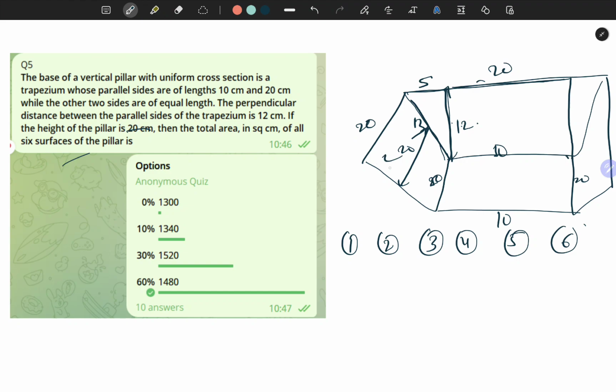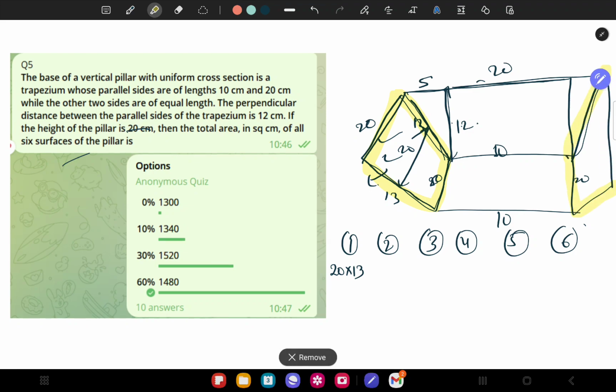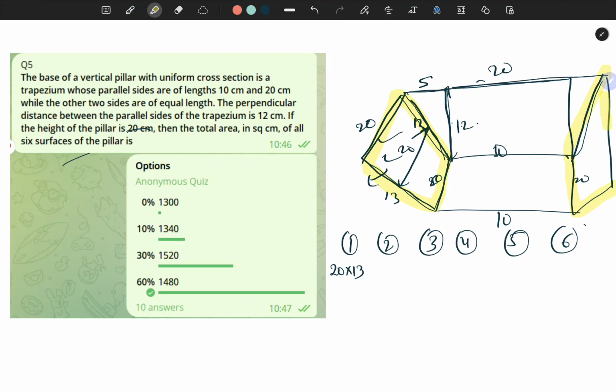First this face. What is this figure? This is 20, this is again 13, this is again 20, this is 13. So this is a rectangle, so the area of this will be 20 into 13. Exactly this figure will be made on this side as well. This was the first face we did. Exactly this is the same face, so its area will be 20 into 13 as well.